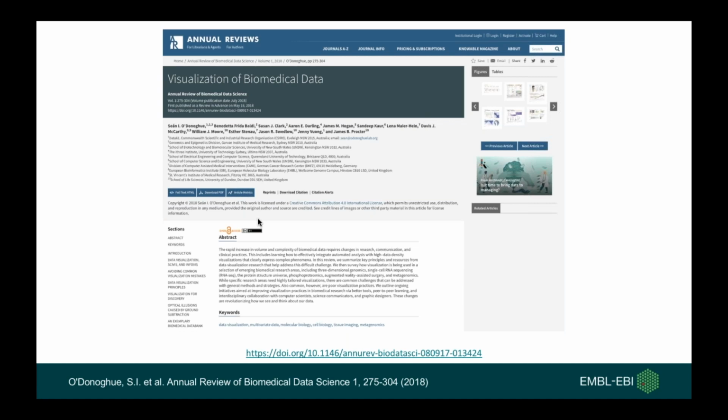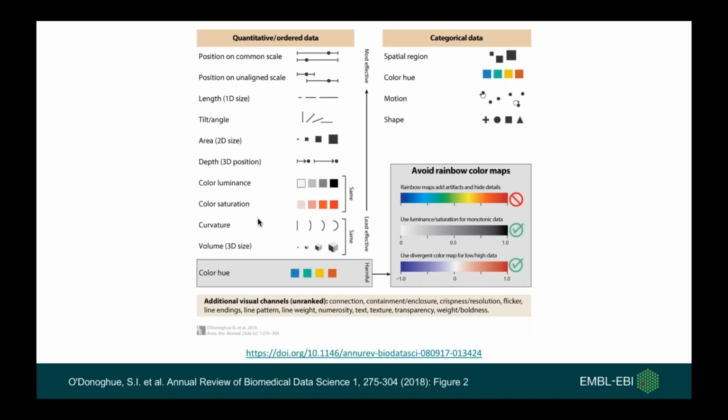I also would like to point you to a review that was published very recently called Visualization of Biomedical Data. They give a lot of examples of good visualizations and also what is the state of the art in particular areas of biology. What I really liked from this review is figure 2, which effectively summarizes many of the points that I tried to make before. So what are the best ways of visualizing data, depending on the type, quantitative and categorical, not using color hue for quantitative data, and avoiding rainbow color maps and the various alternatives that you can use. So you can use this as a guide for your next visualization.